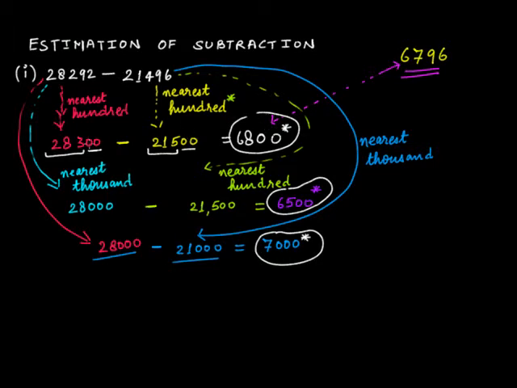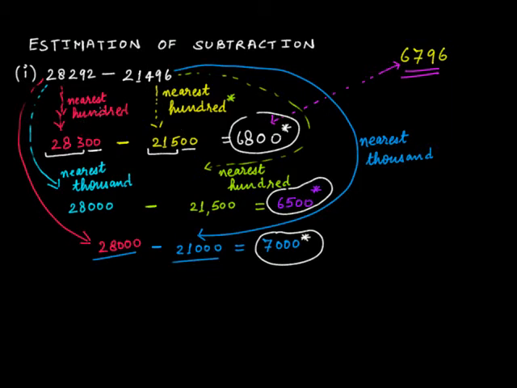Now you are getting the most accurate estimation in this case because here when you rounded off the numbers, you got numbers with minimal deviation in their original value. Like here it was 28,292, and when you rounded it off to its nearest hundred, it became 28,300. The difference between these two numbers is just 8. Similarly here, you rounded off 21,496 to 21,500. And here also the difference between these two values is just 4.